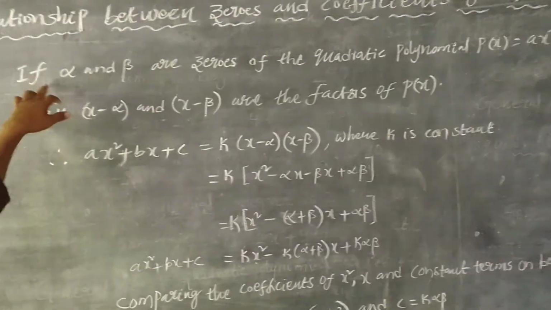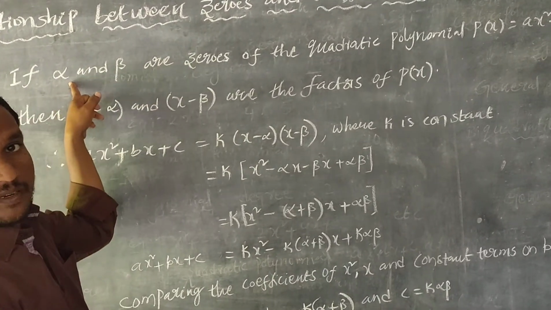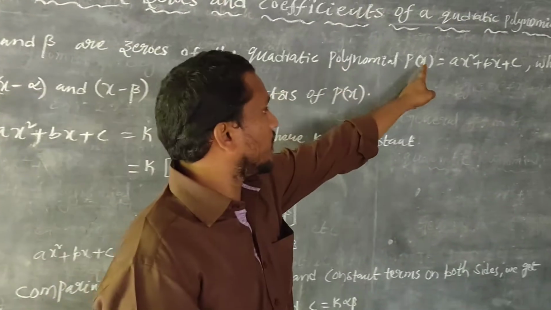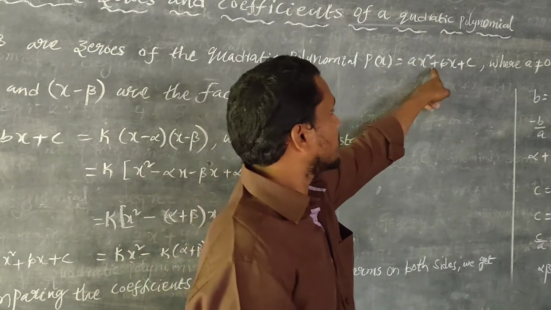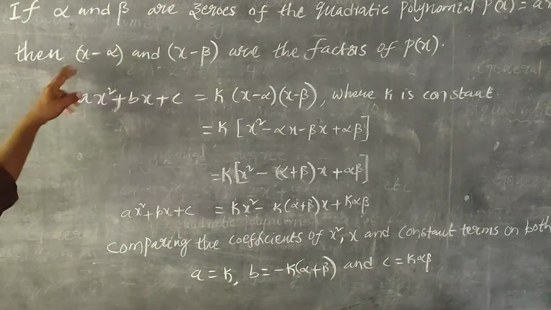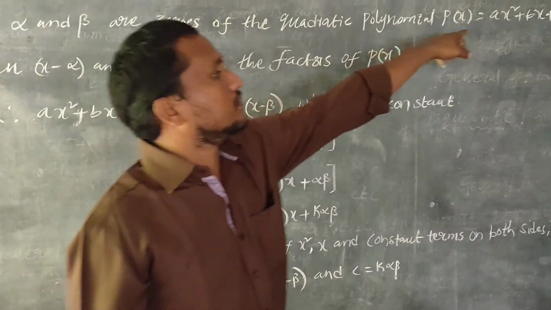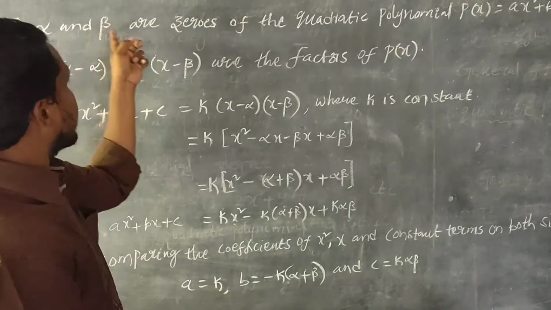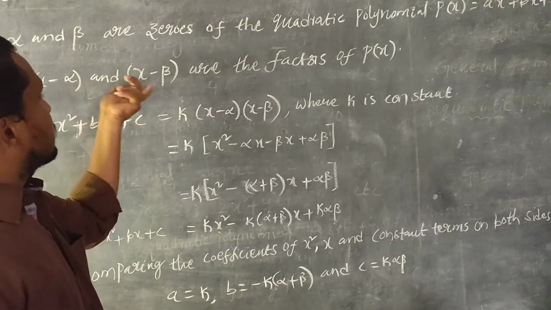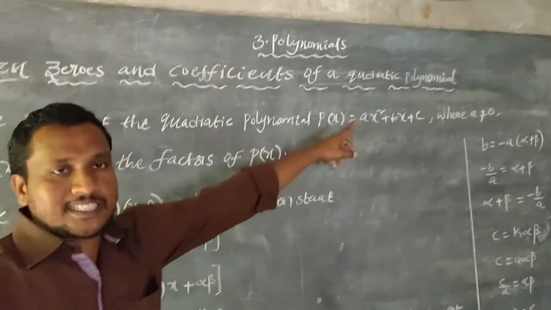Listen all of you carefully. If alpha and beta are zeros of the quadratic polynomial p of x equals ax square plus bx plus c where a is not equal to 0, then x minus alpha and x minus beta are factors of p of x. Since alpha and beta are zeros, x minus alpha and x minus beta are the factors of p of x.